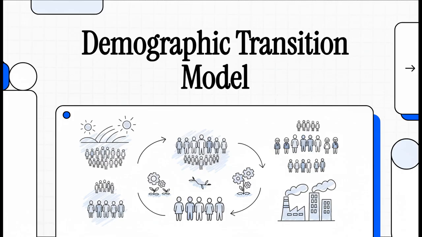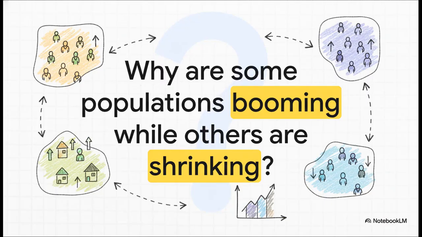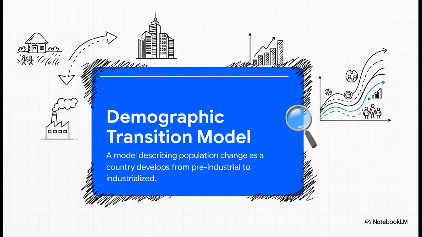So let's dive in. You see it in the headlines constantly, right? Population explosions here, population decline over there. And it seems like a total contradiction, but it's really not. There's actually a single story, a single framework that connects these two extremes and explains what's going on. And that framework is the demographic transition model, or DTM for short.